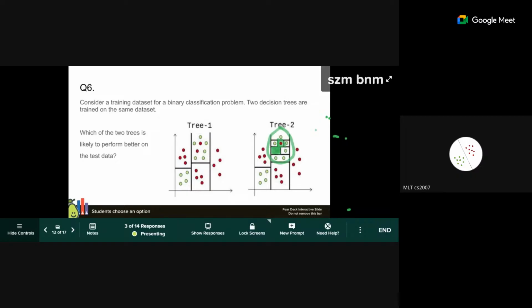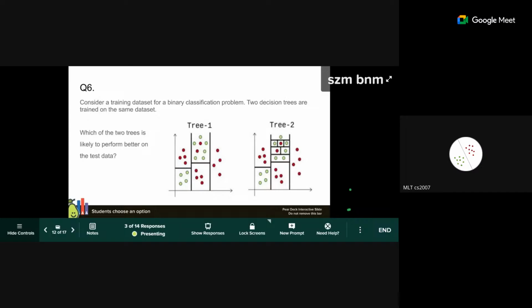Are you able to see what I'm annotating? If it's not visible... Very visible. It is visible, no? Okay. Yeah.